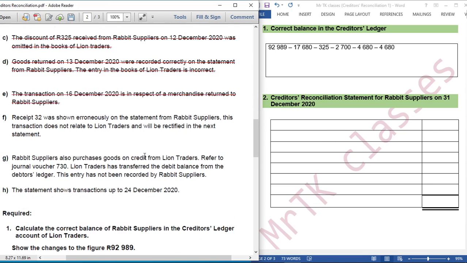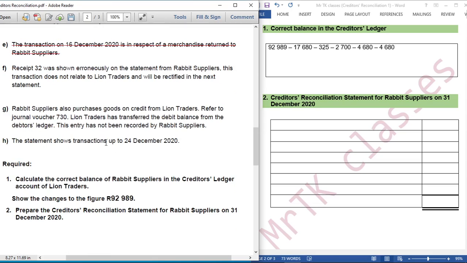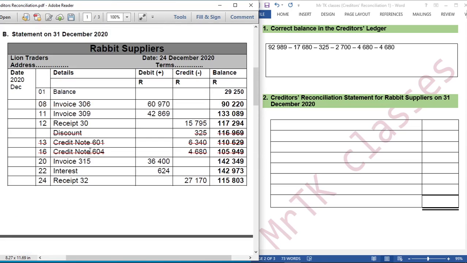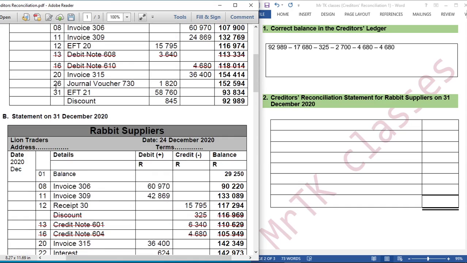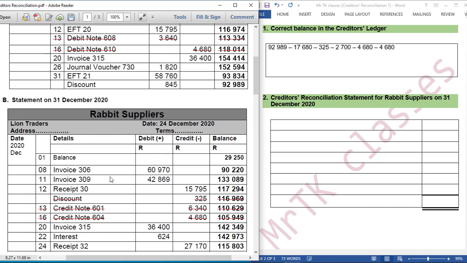All right. Then the statement shows transactions up to 24 December 2020, which means these other entries are not on the statement. So this should be addressed on the creditors reconciliation. Okay, because all the errors and omissions on the statement should be addressed under creditors reconciliation.